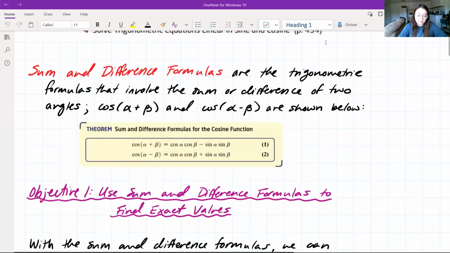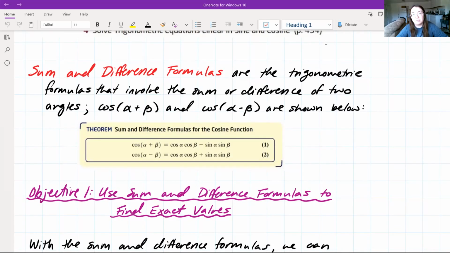So, all right, let's get started by defining sum and difference formulas. Sum and difference formulas are the trigonometric formulas that involve the sum or difference of two angles. So something like cosine of alpha plus beta and cosine of alpha minus beta are going to be shown below. So we have our sum and difference formulas for the cosine function first.